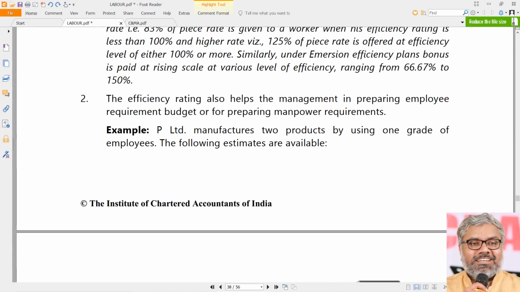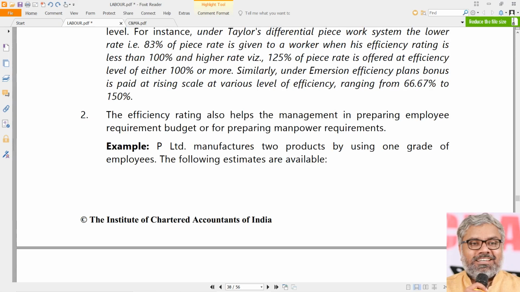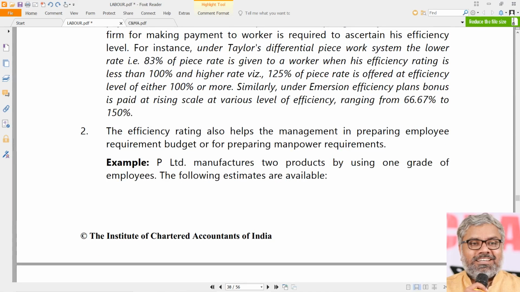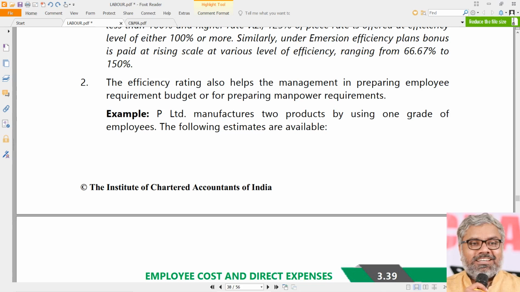Definitely more efficient workers have to be rewarded more. Less efficient workers have to be rewarded less. Sometimes they can be punished also by reducing their wages. So depending upon the efficiency, the money the worker takes home should be determined. And again, we have to keep in mind, we are talking about direct workers who are physical laborers. That efficiency rating also helps the management in preparing the employee budget, definitely yes. And also, most importantly, it will tell us the manpower requirements.